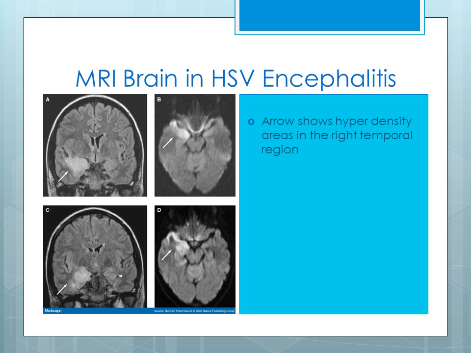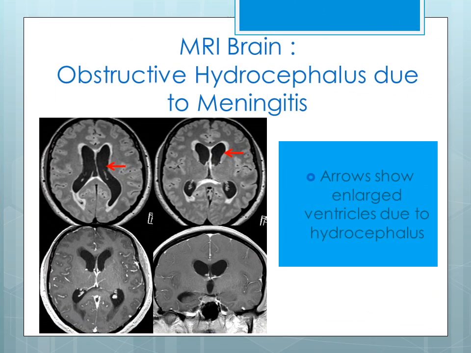These are MRI brain images of a patient with encephalitis. Note the hyperdensity areas in the right temporal region as indicated by arrows. This is a typical finding in herpes simplex virus encephalitis. These are MRI brain images of a patient with meningitis who developed obstructive hydrocephalus. Please note the enlarged ventricles as indicated by the arrows.